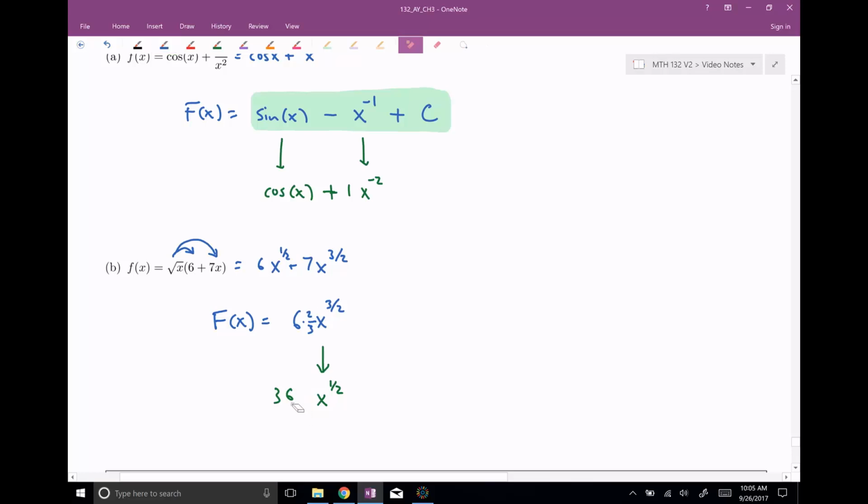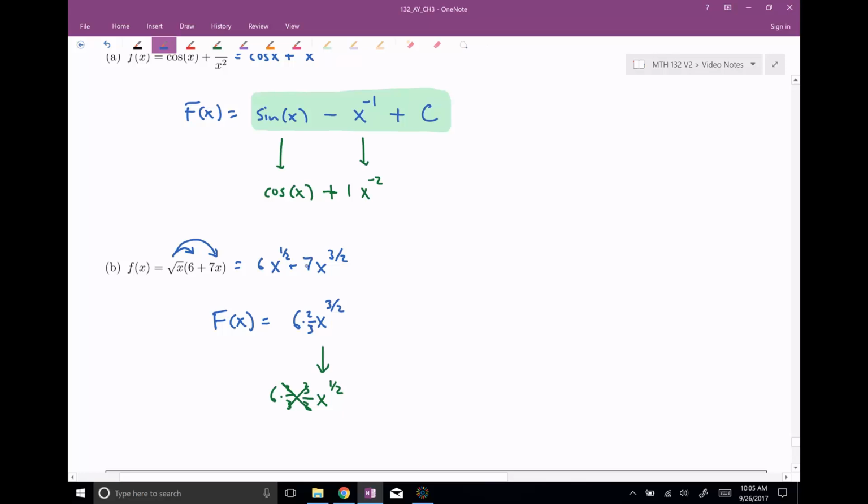So let's go ahead and check. So again, when you take the derivative of this, the 6 is along for the ride, the 2/3 is along for the ride, and when you take the derivative of x to the 3/2, the 3/2 comes down and you reduce your power by 1. So now the 3's and the 2's perfectly cancel out, and I do get 6x to the 1/2 power, and that's what I wanted.